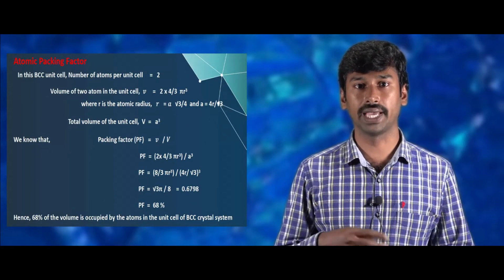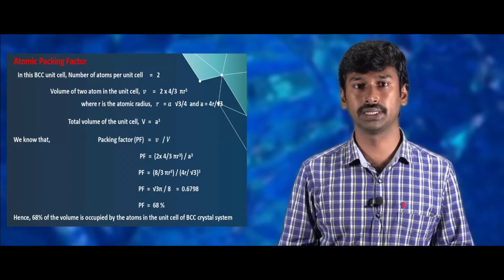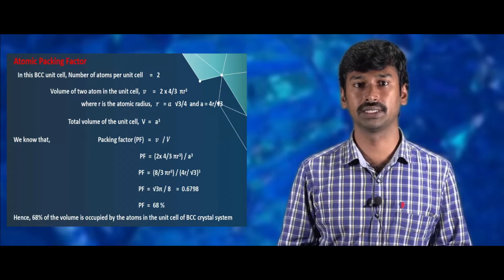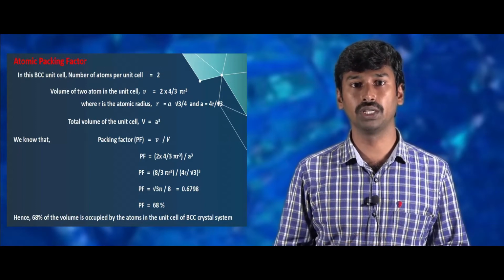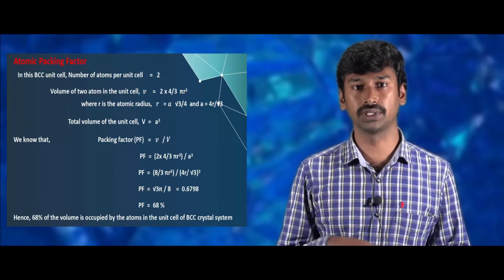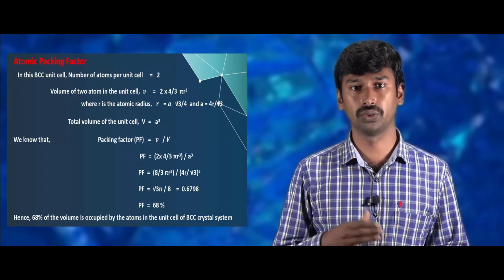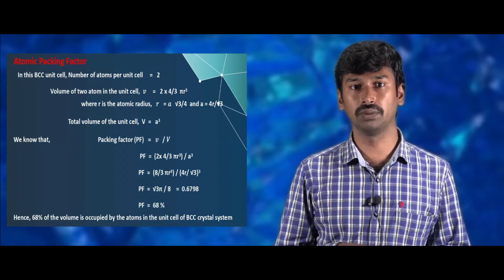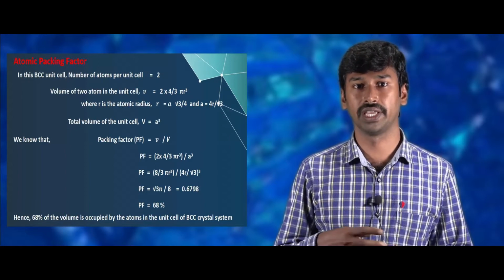Now we see the packing factor for this BCC system. The number of atoms per unit cell for this BCC system is 2. Then the volume occupied by these 2 atoms in the unit cell is given by 2 × 4/3 π r³. Then the total volume of the unit cell is given by a³.